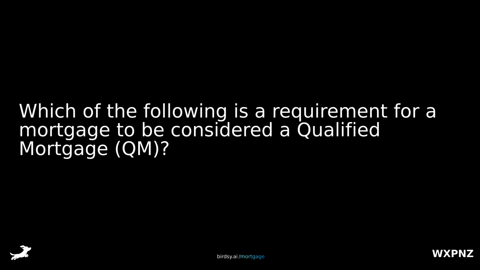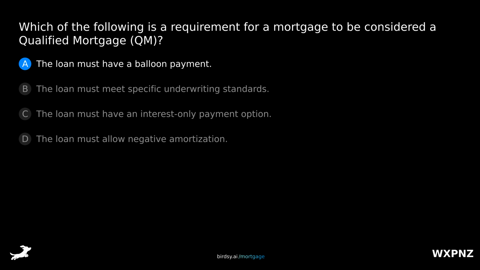Which of the following is a requirement for a mortgage to be considered a qualified mortgage? Is it A, the loan must have a balloon payment? B, the loan must meet specific underwriting standards? C, the loan must have an interest-only payment option? Or D, the loan must allow negative amortization? The answer is B, the loan must meet specific underwriting standards.